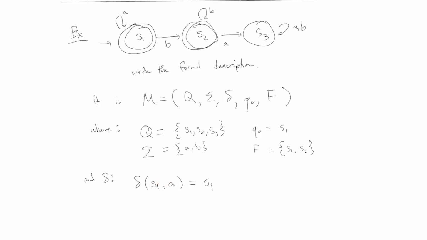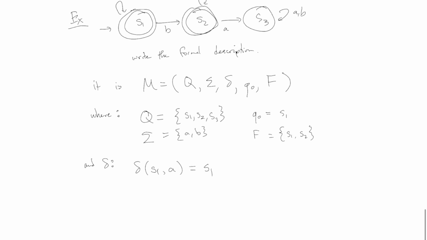And the meaning of this, delta: you plug in a pair, a state followed by a letter, and the answer that you get out is a state. And it is, wherever the arrow goes, that's what you get. So my next, how many total values are there? I think there's going to be 6 total values.